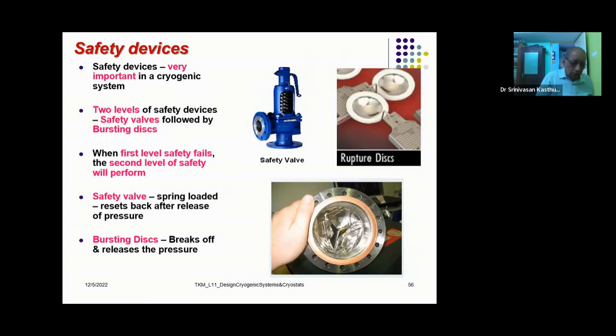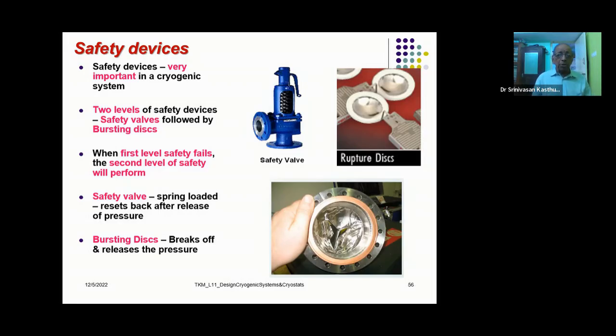Now, let's come to the safety aspects. In a cryogenic system, you require safety devices. This is because any cryogenic fluid, when it vaporizes, produces almost 700 to 800 times the vapor quantity. For example, 1 cc of liquid nitrogen will evaporate to almost about 750 to 800 cc of vapor. If the system is permanently closed, then you are building up a pressure of almost about 750 bar.